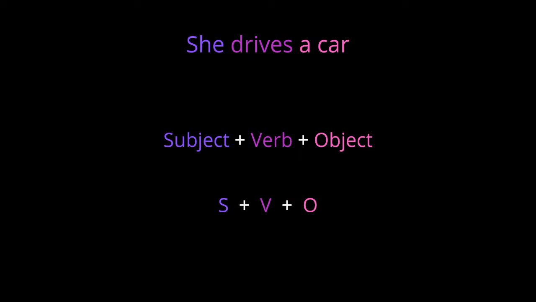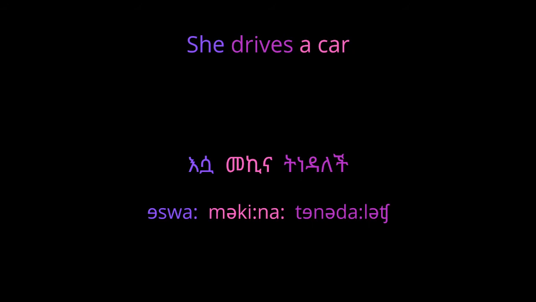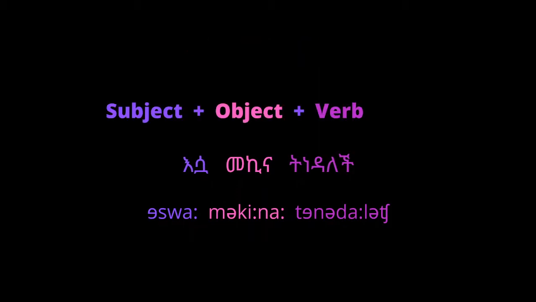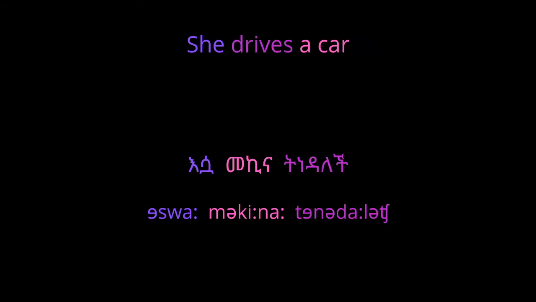A simple sentence in English has a subject, a verb, and an object in this sequence. For example, she drives a car. እሷ መኪና ትነዳለች. The sequence is different in Amharic. We have a subject, an object, and then a verb. እሷ መኪና ትነዳለች.